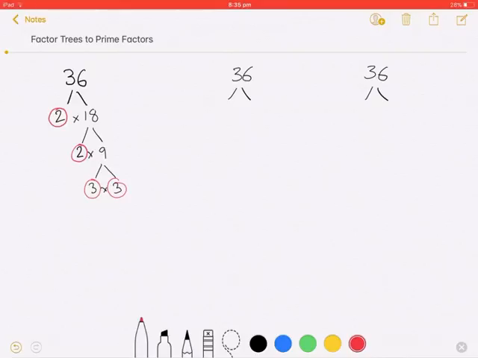I wonder what will happen if I start with different numbers at the top here. So I started with 2 and 18 there. What if I start with 3 times 12? Because 3 times 12 is 36. Now 3, as you know, is a prime number because it has factors of only 1 and itself. So 1 times 3 is 3. Nothing else will multiply together to give us 3. 12 though, I can do 2 times 6.